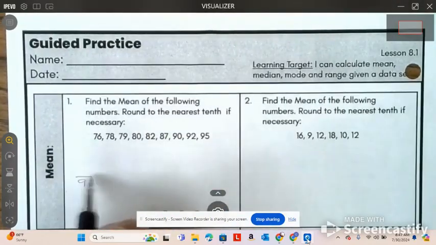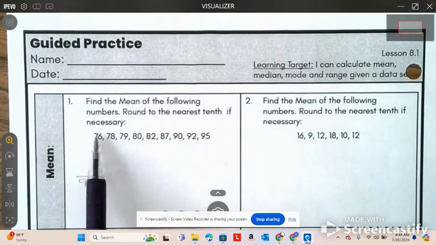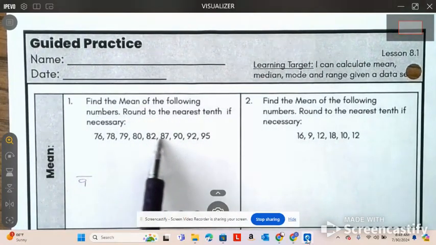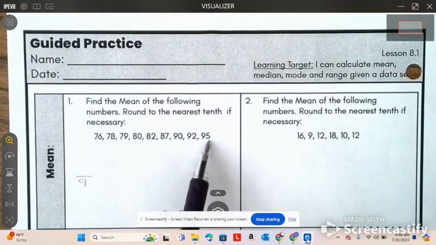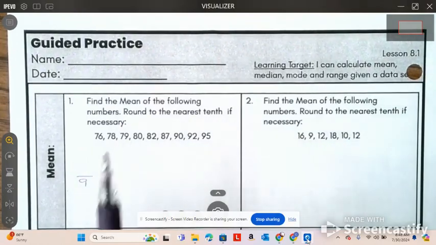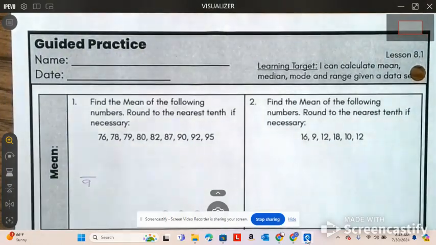Remember that a fraction bar is just a division sign. Okay, then I'm going to quickly look at this, and when I was counting them up, I noticed they're already in order from least to greatest, which is great. I don't have to do that. So I'm going to get out my calculator real quick, and I'm going to add these numbers together. You are more than welcome to use a calculator on these type of problems. It's not cheating by any means.